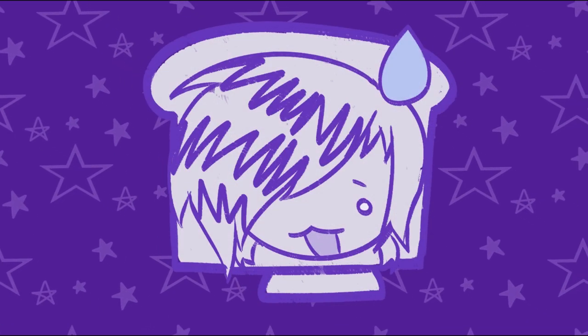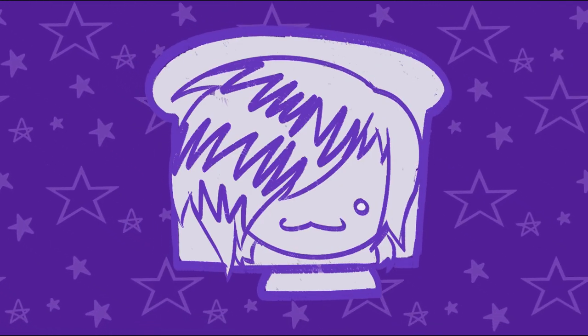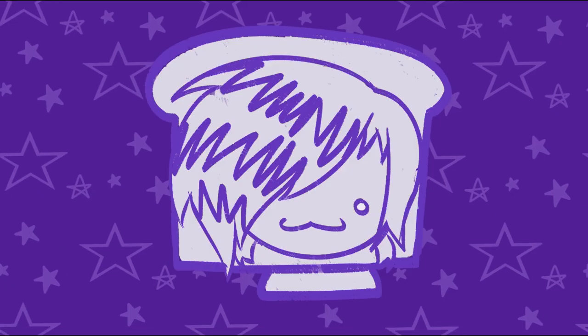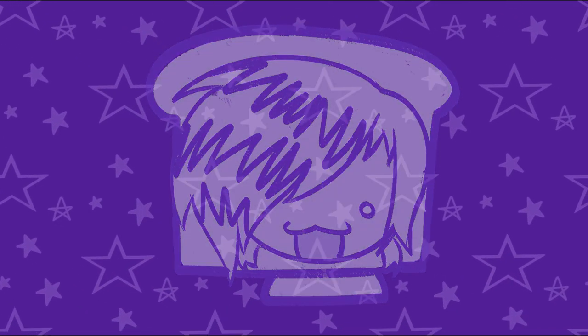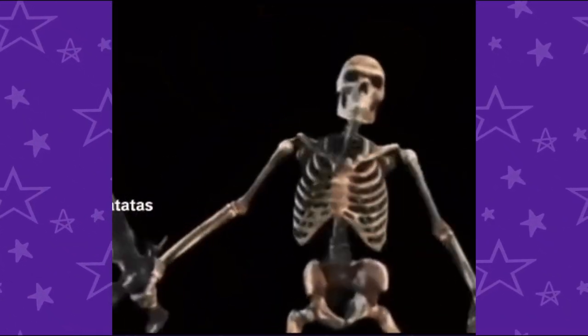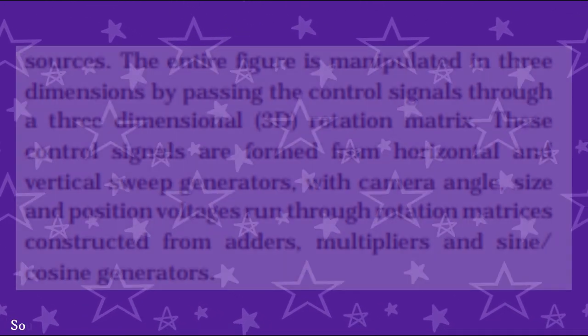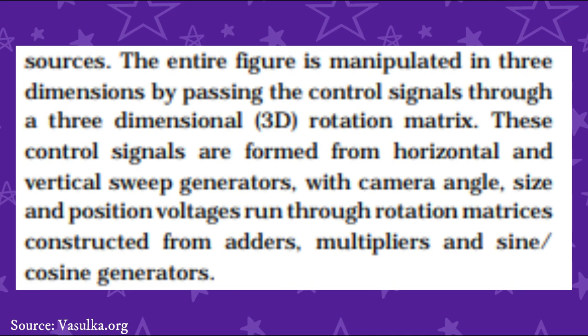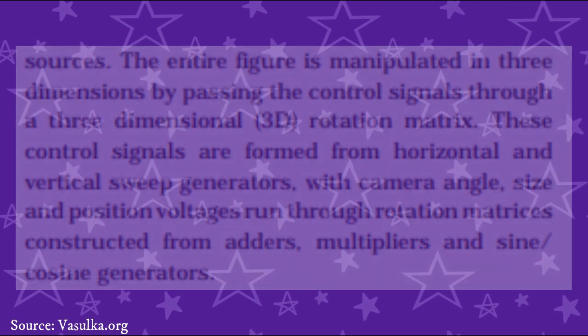The figures were known as cathode ray marionettes, and it was made up of bones, skin, joints, wrinkles, eyes, and moving lips. Similarly to how mocap animation is today, the figure starts out as a skeleton of sorts, just like a human being. The next layer is the skin, then a mouth, lips, and the eyes are created. The character is manipulated in 3D by passing the control signals through a 3D rotation matrix.